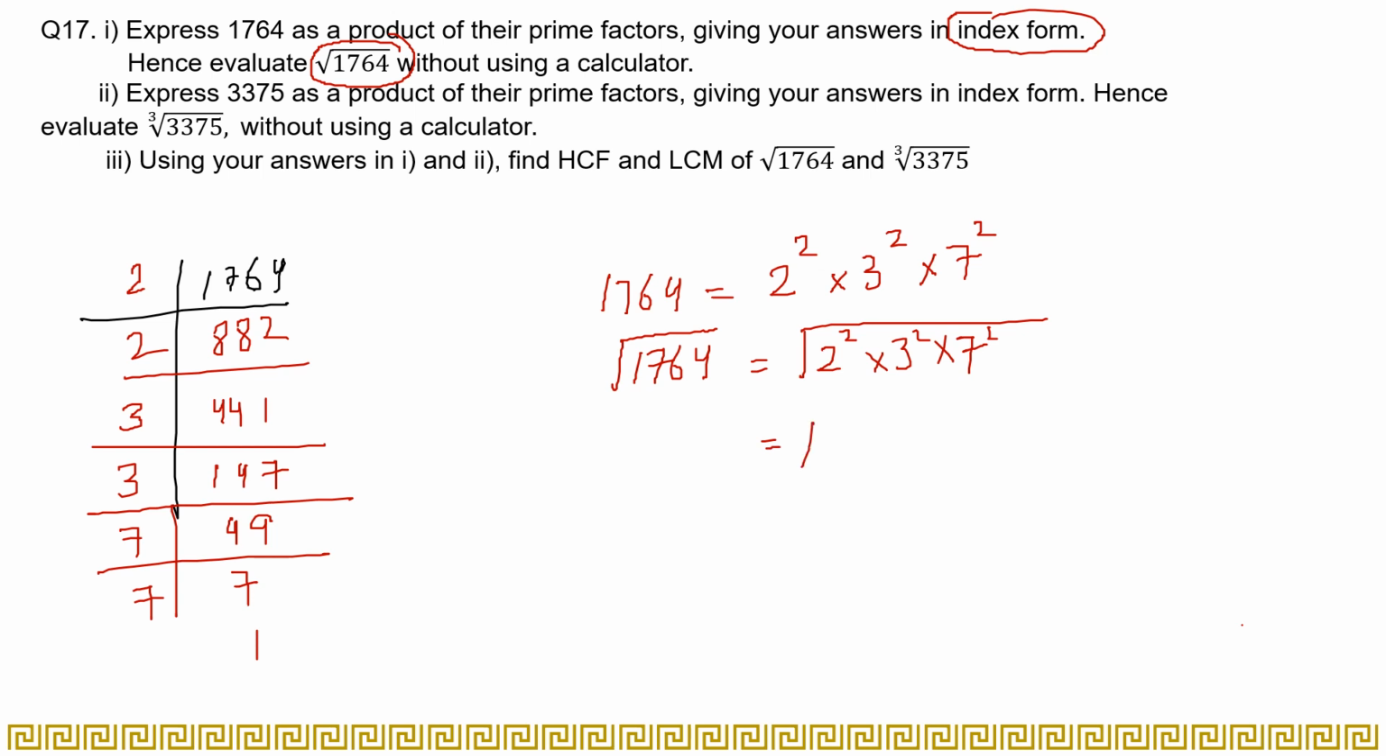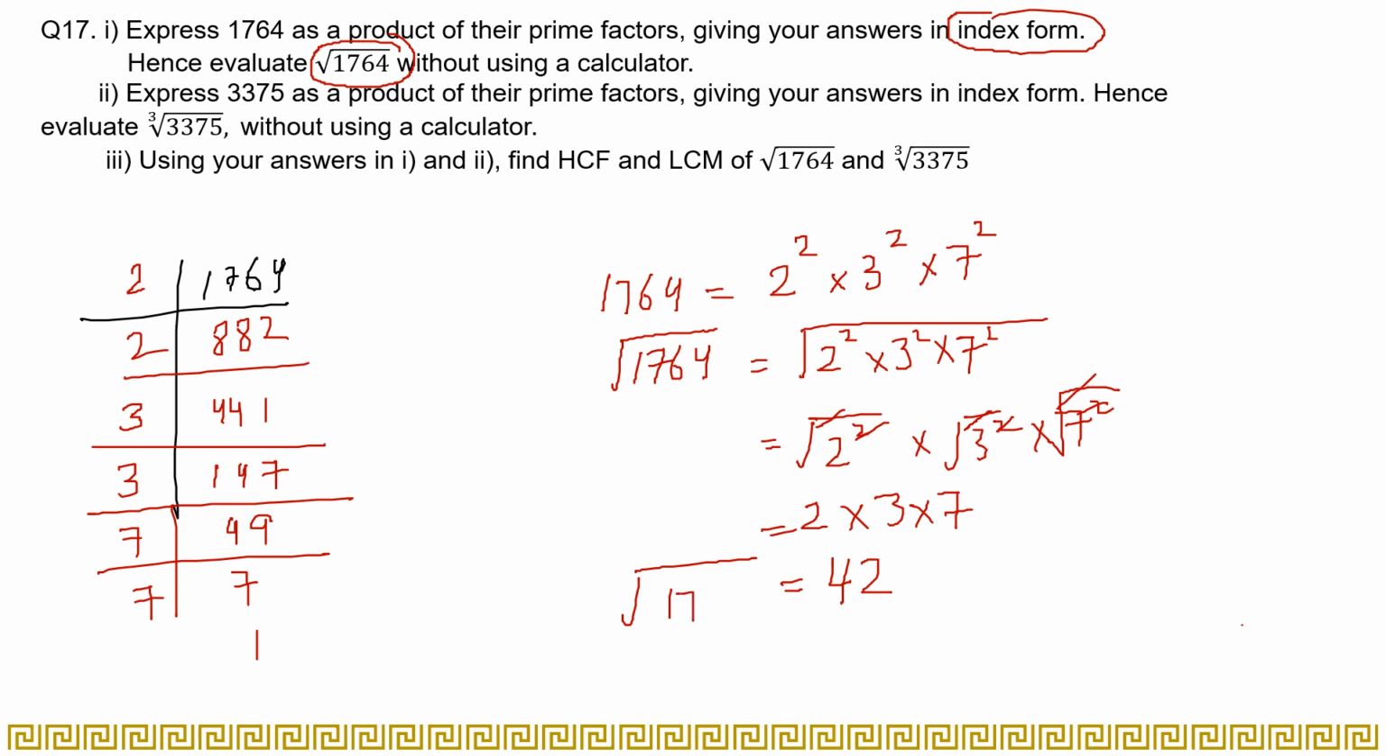Now we can write the roots separately on each of these numbers: 2 squared, 3 squared, and 7 squared. Right, we can cancel root with square, root with square, root with square, and we will get 2 multiplied by 3 multiplied by 7. That is 2 3s are 6, 6 7s are 42. Right, that means the square root of 1764 is 42.